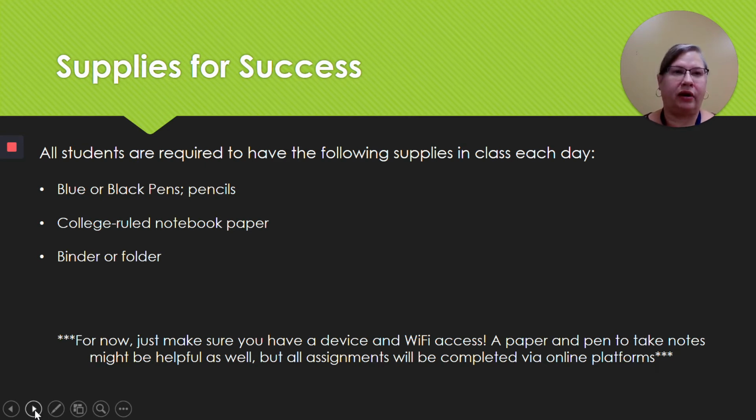Certain things that I would require from my class. Right now, of course, you just need to make sure that your child has a Chromebook that's fully charged and has Wi-Fi access, whether you are attending virtually or in person. It's helpful to have a paper and pen so that you can take notes or have scratch paper to write down ideas. At the very minimum, blue or black pens. Pencils are fine as well. I would like for the students to have college-ruled notebook paper and a binder or folder to keep all that information handy for them.